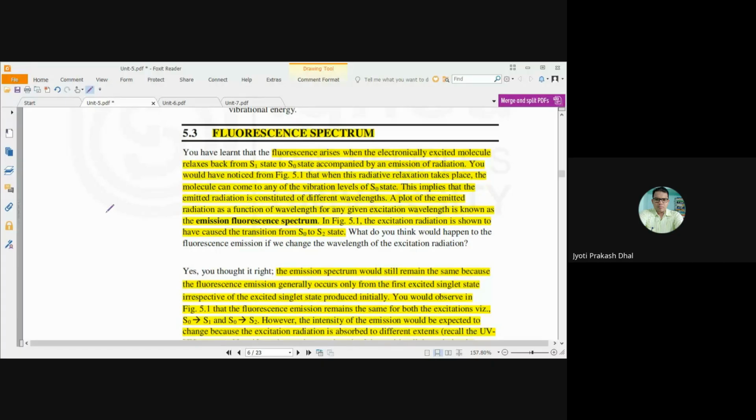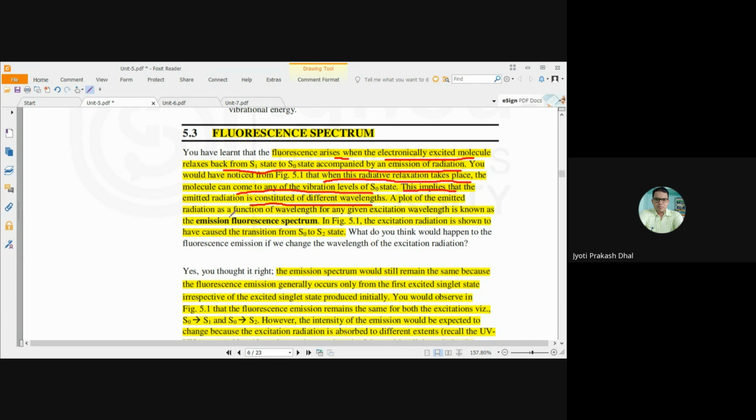Now coming to the fluorescence spectrum. From the Jablonski diagram we have already discussed that fluorescence arises when an electronically excited molecule relaxes back from the S1 state to the S0 state with emission of radiation. And again from the figure of the Jablonski diagram, we know that when this radiative relaxation takes place, the molecule can come to any one of the vibrational energy levels of the S0 state. This implies that the emission radiation is constituted of different wavelengths.